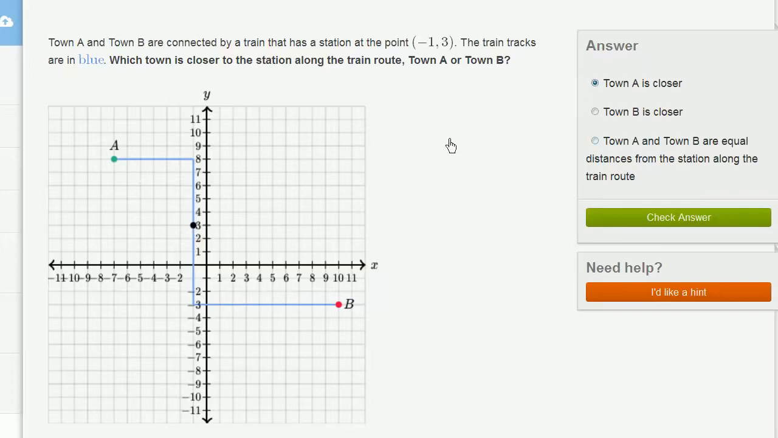Now, you could also think about it in terms of coordinates, because A is at the coordinate -7, 8. To get from -7 to -1 along the x-coordinates, you're going to go 6. And then to go from 8 to 3, you're going to go 5 more. So you could also not necessarily count it out. You can actually just think about the coordinates. But either way, you see that Town A is closer.